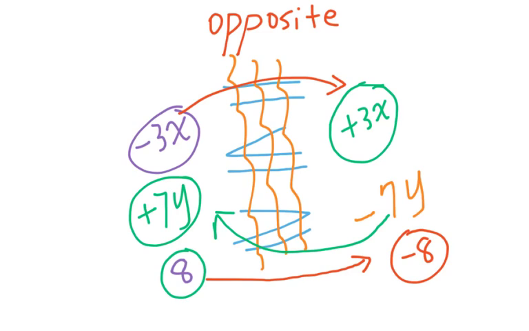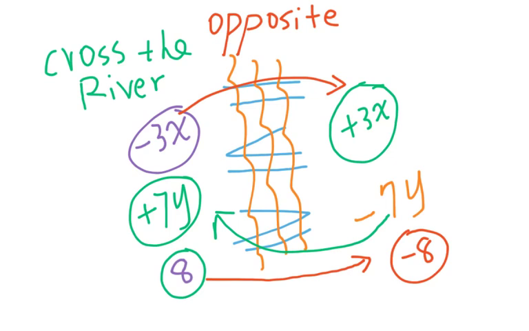So we write down like this: cross the river, change the sign. Remember, you need to change the sign. Cross the river, change the sign.